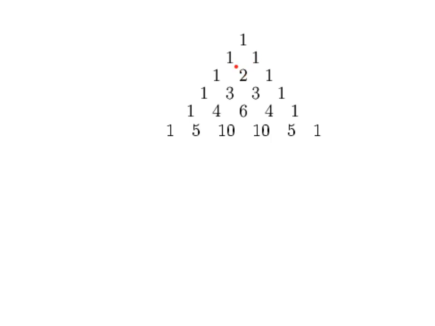So the 2 has 1 and 1, so the sum of them gives you 2, and then come down here. This 3 is a 3 because it's the sum of 1 and 2 above it. And same here. And then you step down a row, and the 4 comes here because it's the sum of 1 and 3. The 6 is the sum of 3 and 3, etc.